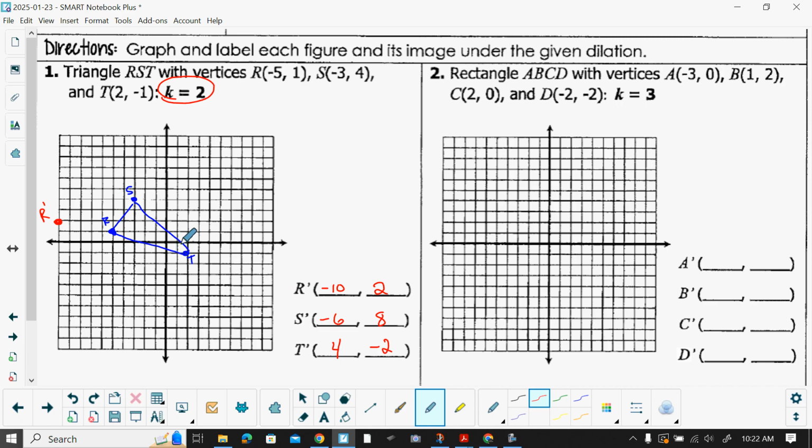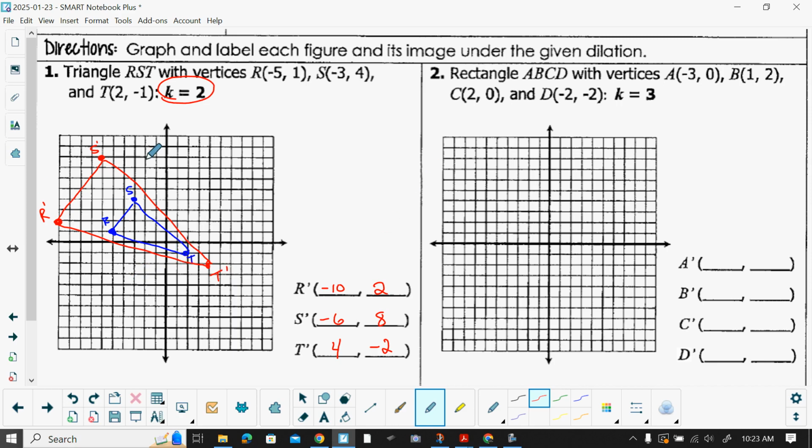S, negative 6, 8, so we're going to go back 6, negative 5, negative 6, 8, 1, 2, 3, 4, 5, 6, 7, 8. There's S prime. I'll go ahead and connect those dots. Okay. And then my new T, 4, negative 2. So go to the right 4, 1, 2, 3, 4, down 2. Sorry. There's my new point T. And we'll connect those dots. Again, it's very difficult to draw a straight line with this digital pen. So, all right, there you go. There you have the new shape.